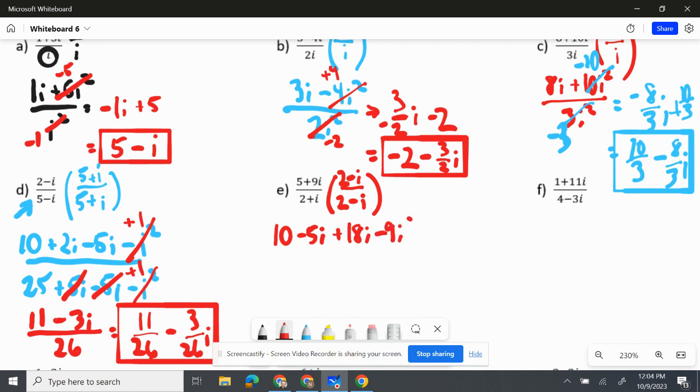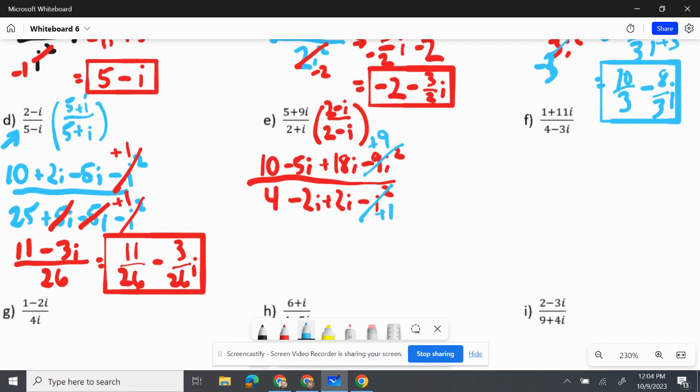Minus 9i squared. Our denominator, 2 times 2 is 4. Then what we have is minus 2i plus 2i and minus i squared. Now looking at this, we know that i squared is negative 1, so that becomes a positive 9. i squared is negative 1, so that becomes a positive 1. So the middle terms cancel in the denominator. They should always do it if you're doing it correctly.